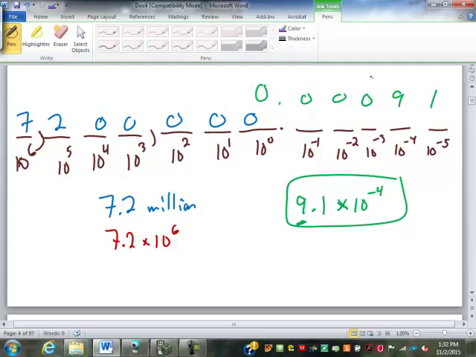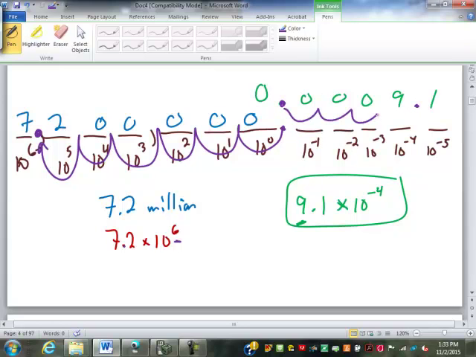Now, we don't want to have to write out our place values every time we convert a number into scientific notation. So let's look for a shortcut. Our 7.2 million. The decimal point, of course, started out here, but we wanted it after the 7. It moved 1, 2, 3, 4, 5, 6 places, hence 10 to the 6th. On our 0.00091, the decimal point started out here, and we wanted it after the 9. It moved 1, 2, 3, 4, hence the negative 4.